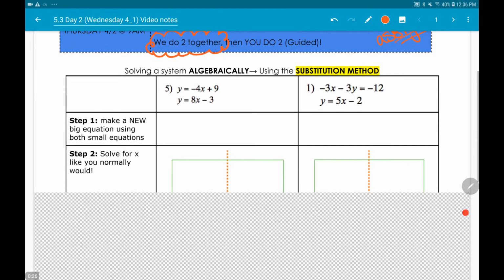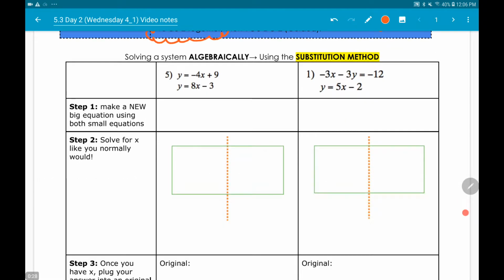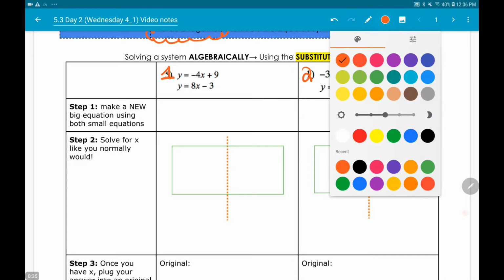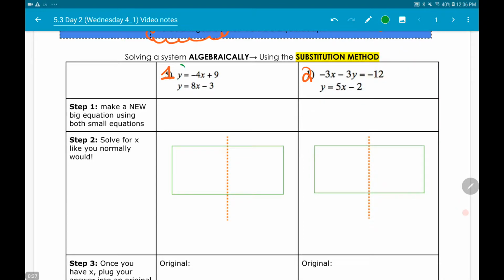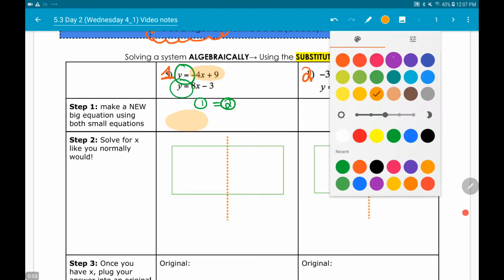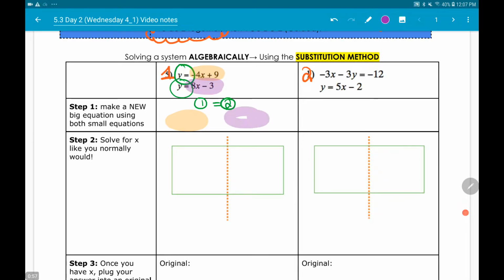So our first step, and let's start off with this one. We'll call this number 1 and this number 2. All right, so for system number 1, I see that both equations are equal to y. That means when I make a new equation, I can make equation 1 equal to equation 2. So to recap, that means this is going to be equal to this.